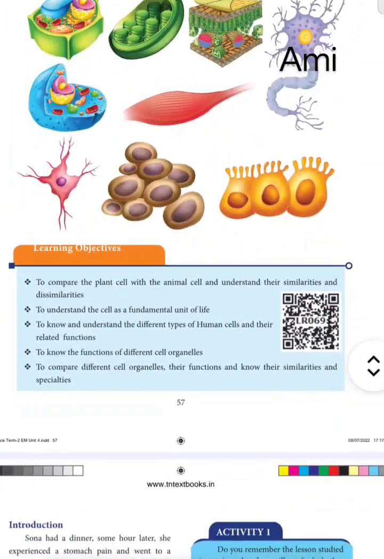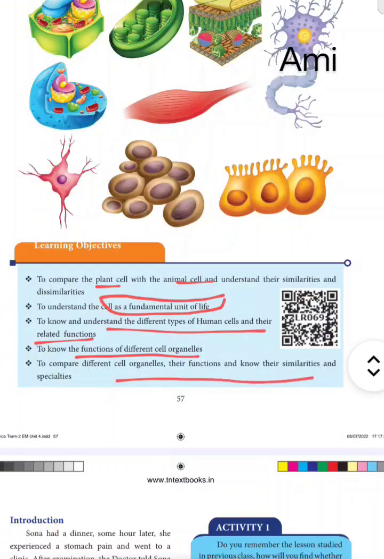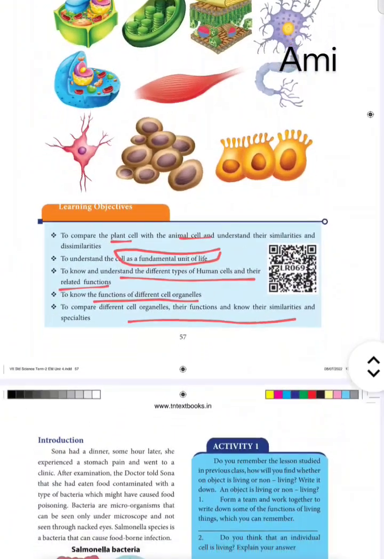By the end of this chapter, the students will be able to compare plant cell and animal cell, and find the similarities and dissimilarities between them. They will understand the cell as a fundamental unit of life, and they will be able to understand the function of different types of human cell. They will be able to label different cell organelles and know their differences. They will be able to know their similarities, specialities, and functions.